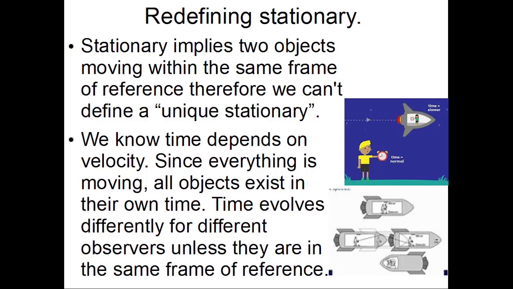We're conditioned to believe the Earth or the stars are stationary. Nowadays, we believe that stationary only means that two or more objects are not moving relative to each other, or they are moving at the same speed and same direction within the same frame of reference. Based on this, we can say there's no place we can call stationary. Everything moves compared to something else. Since time depends on velocity and everything is moving, all objects have their own time. In other words, we can generalize the statement as time evolves differently for different observers.